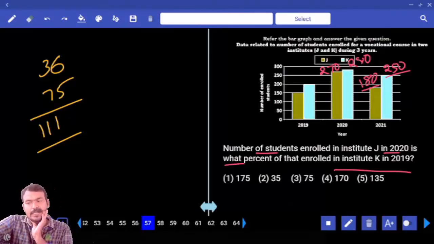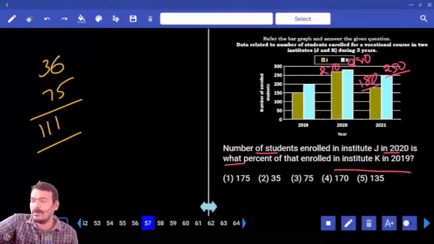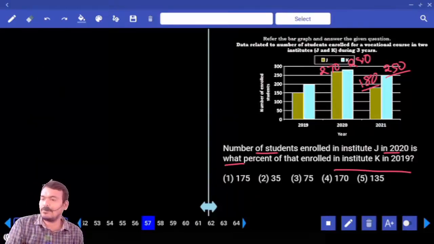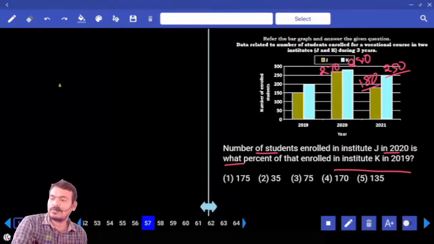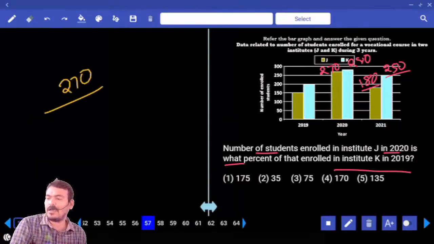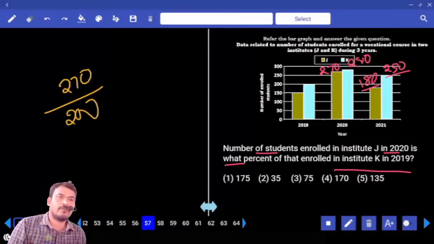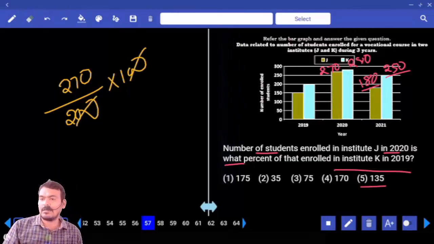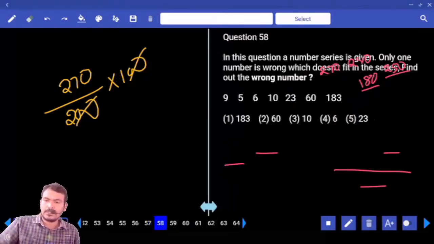Next, question number 57. The number of students enrolled in institution J in 2020 is what percentage of those enrolled in institution K in 2019? J value in 2020, how much? 270. 270 is what percent of K in 2019? 200. We require percentage, so multiply by 100. Then the answer is 270 by 2, which is 135. Next, question 58.